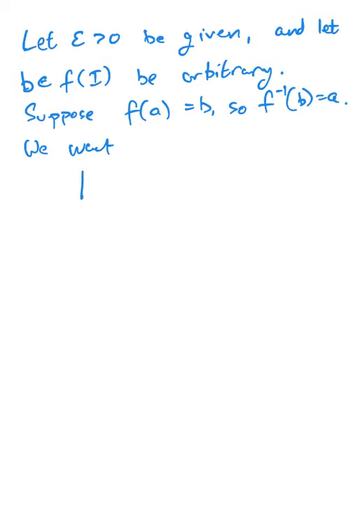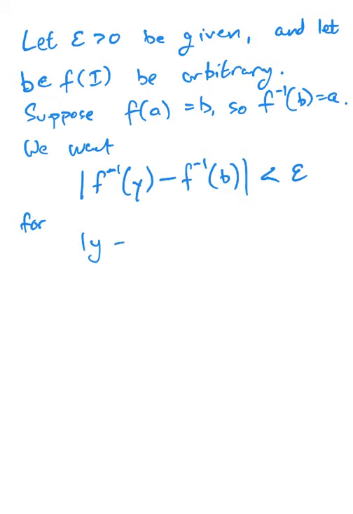We're proving continuity for the inverse, so we want f inverse of y, I'll use the variable y, minus f inverse of b, less than epsilon, for y minus b less than delta. This is after we pick delta.